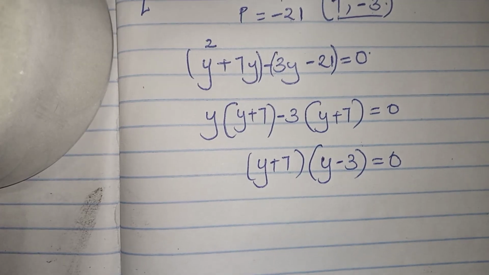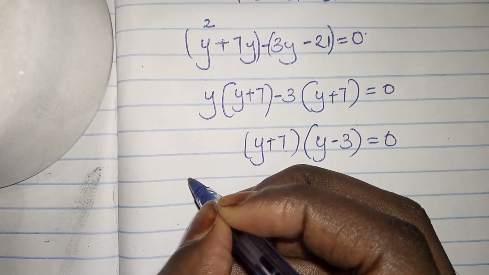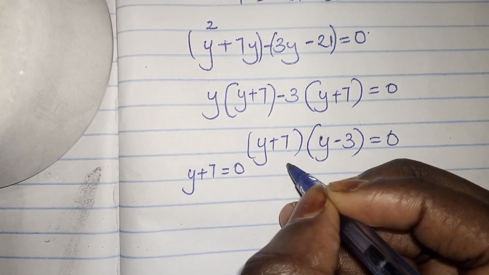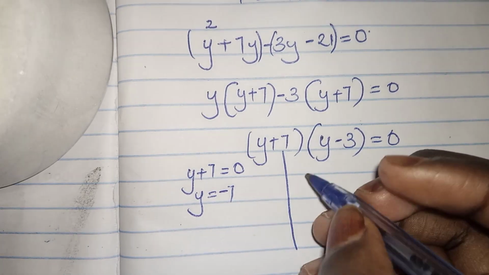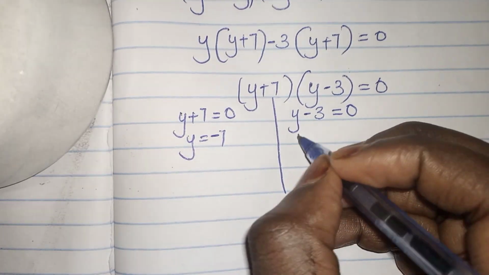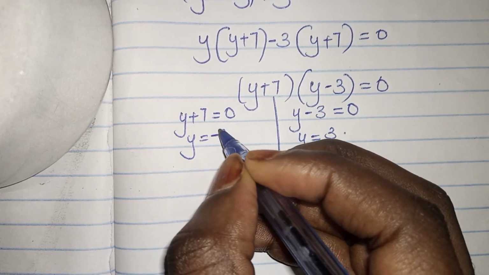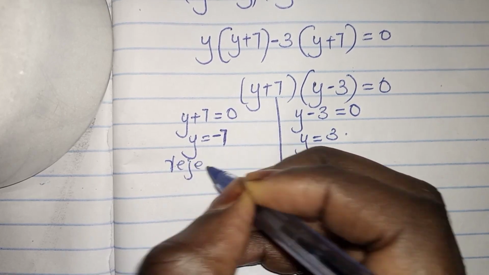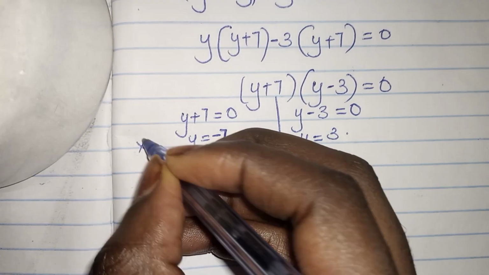So my next step, I am going to equate these terms with 0. y plus 7 is 0, so y is equal to negative 7. And on this side, y minus 3 is equal to 0, so y is equal to 3. y is equal to negative 7, so this negative, we are going to reject it because it's not a real integer. We will reject this one.